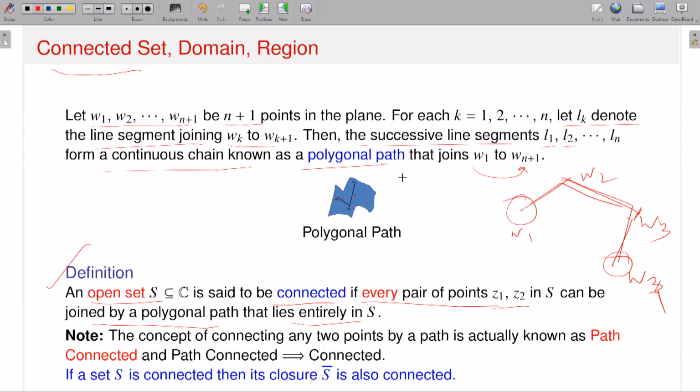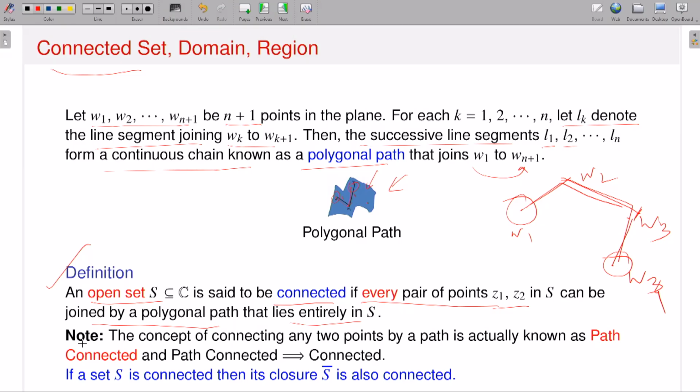For example, look at this picture. Suppose this is my set. Now if I take two points W1 and W3 and join them by some polygonal path, and that path lies fully inside the set, then I will say that the set is connected. And here that is the case. This is my polygonal path joining them, and this path is fully contained in my set. That's why this kind of set is called a connected set.